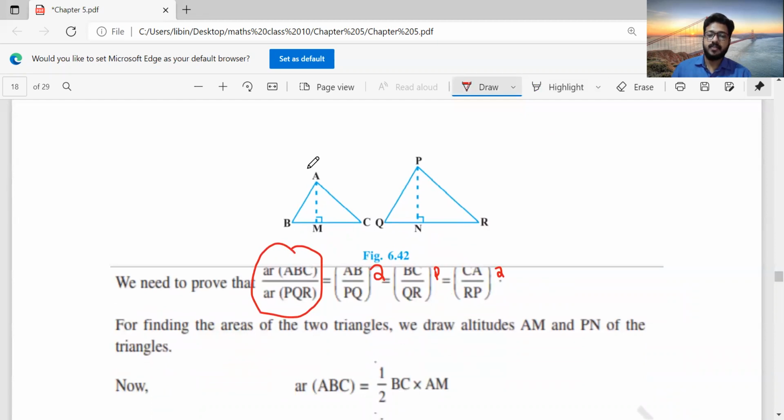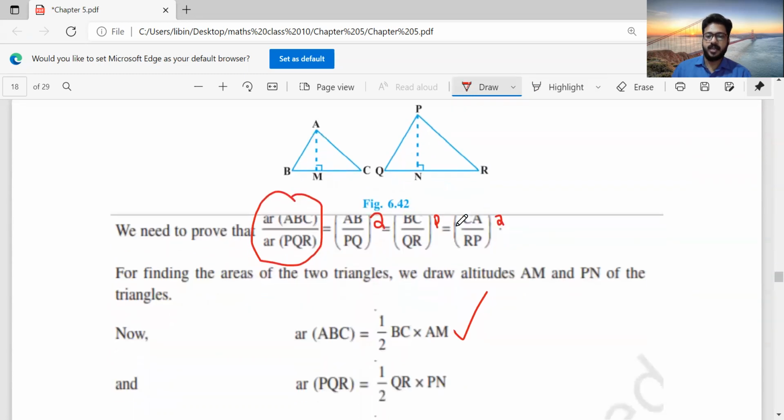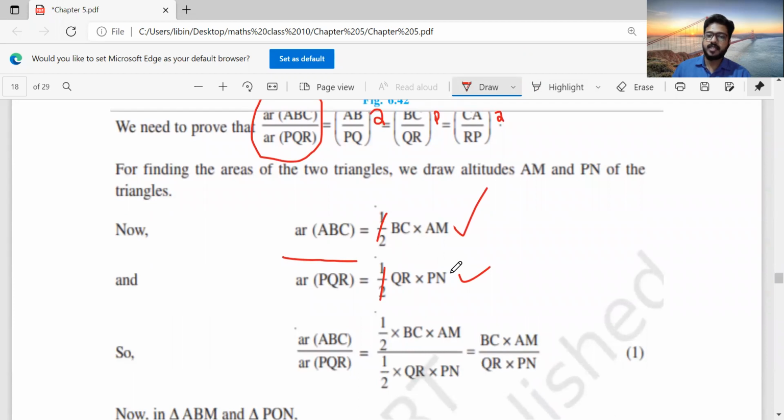Area of triangle ABC is equal to half into base, that is BC, into height AM. Similarly, the area of triangle PQR is equal to half into QR into PN. Now we want to divide these two terms, area of ABC divided by area of PQR. The half gets cancelled and the remaining term is BC into AM by QR into PN. And we are calling it equation 1.